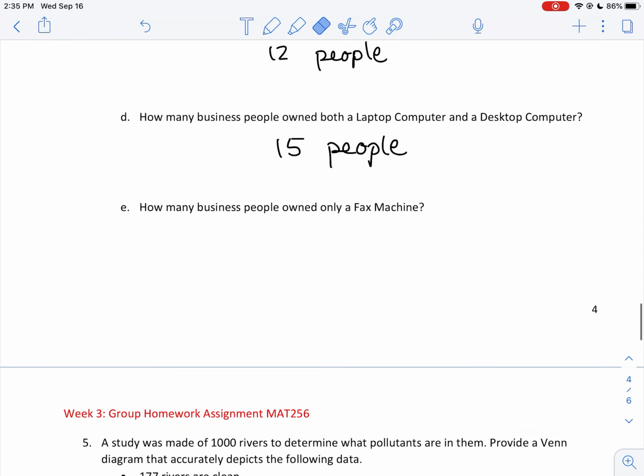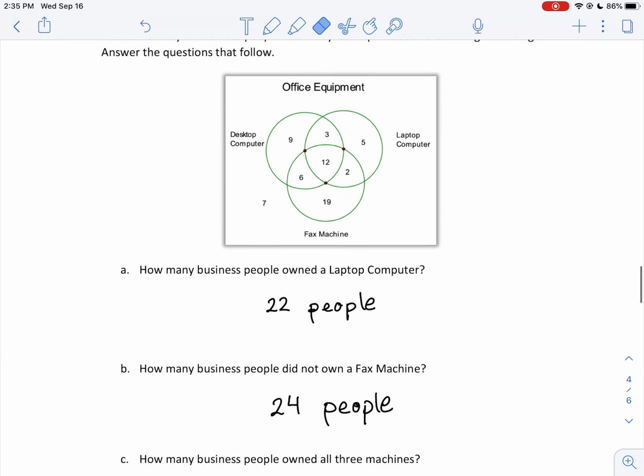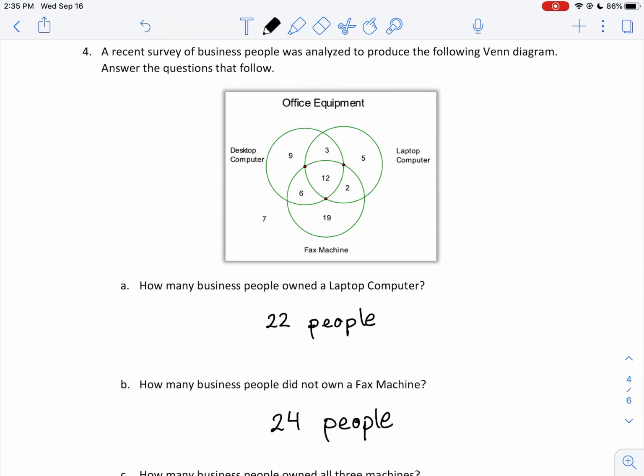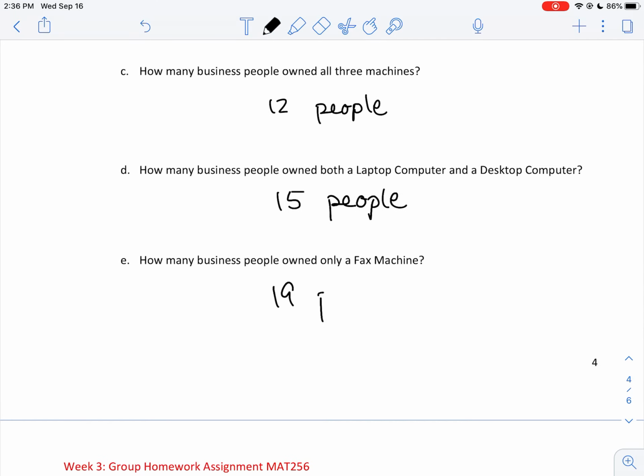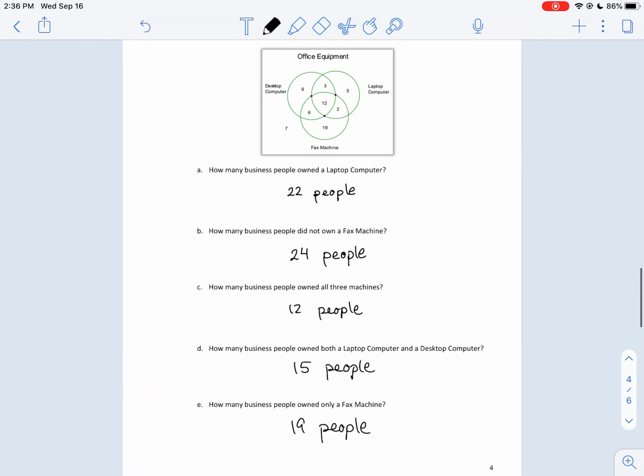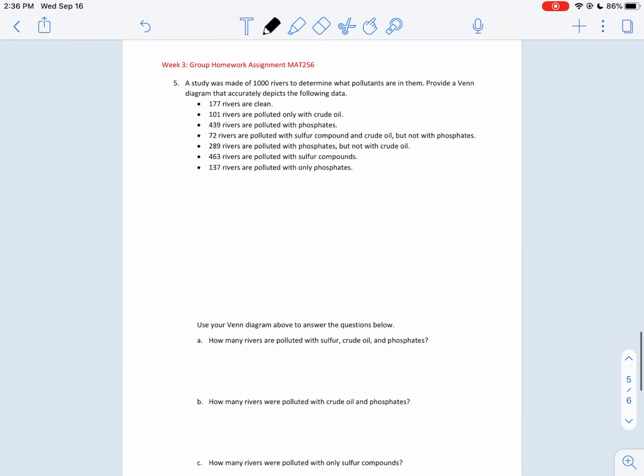And finally, how many business people own only a fax machine? All right, so to have only a fax machine means they can't have a desktop and they can't have a laptop. So we're talking about this portion only of the fax machine. And that's just those 19 people that are there in that Venn diagram. 19 people. Okay, so that wraps up that task.